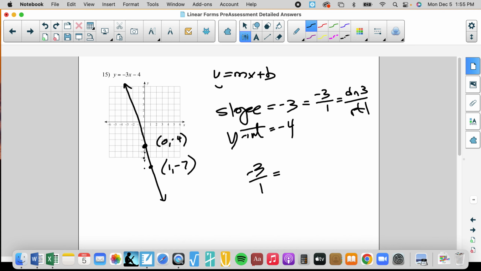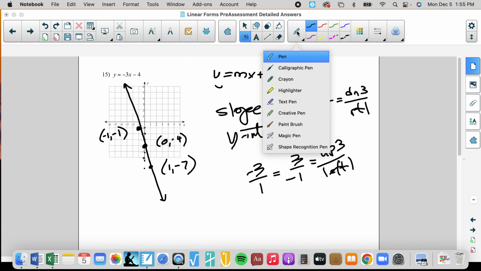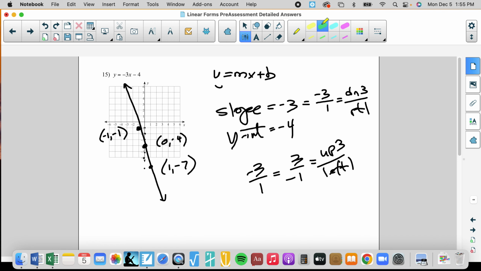The other way, excuse me, -3 over 1 is equivalent to 3 over -1. That's the same fraction, so we could have gone up 3, left 1. Up 3, 1, 2, 3, left 1 takes us here, and that coordinate would be -1, -1. So everybody's going to have the y-intercept. Everybody's going to have this point. And then some of you are going to have this point or this point.